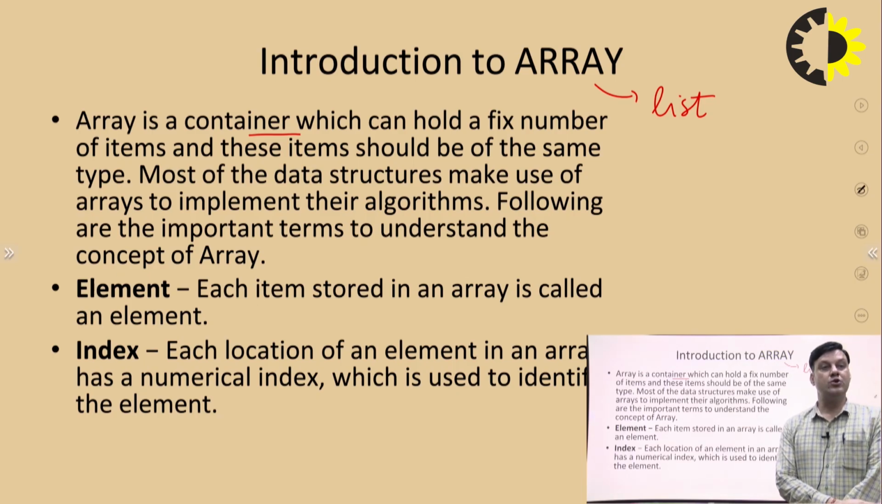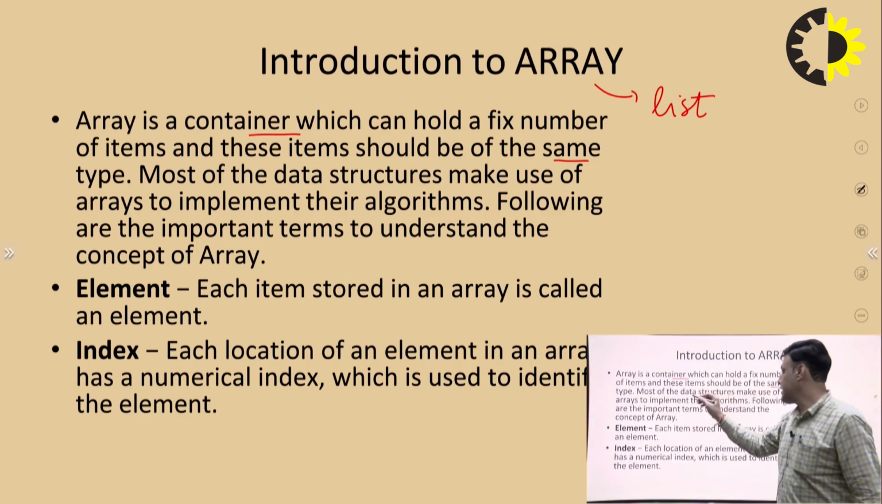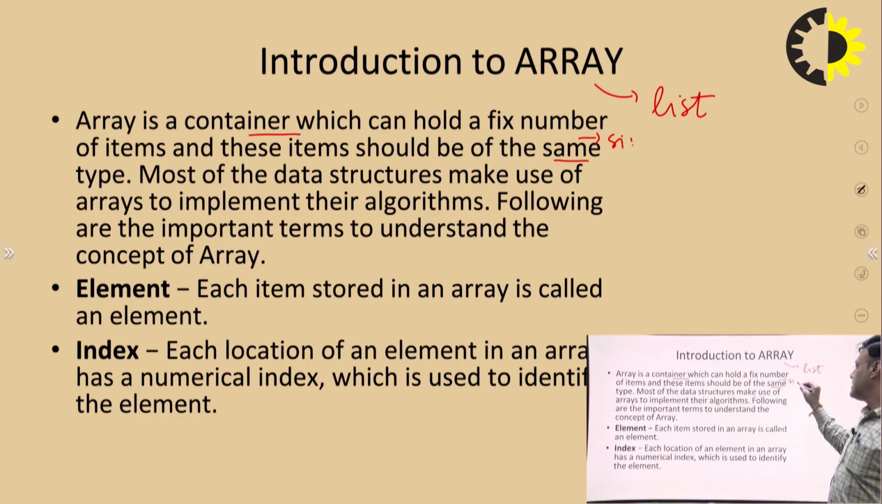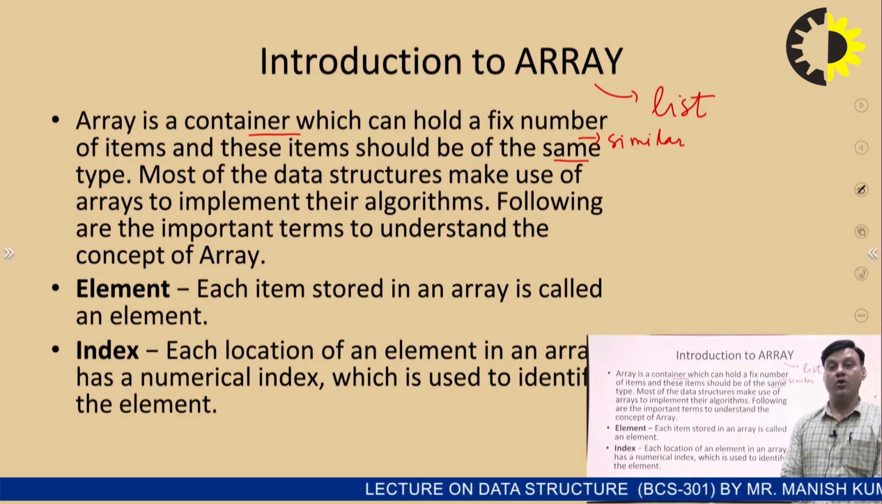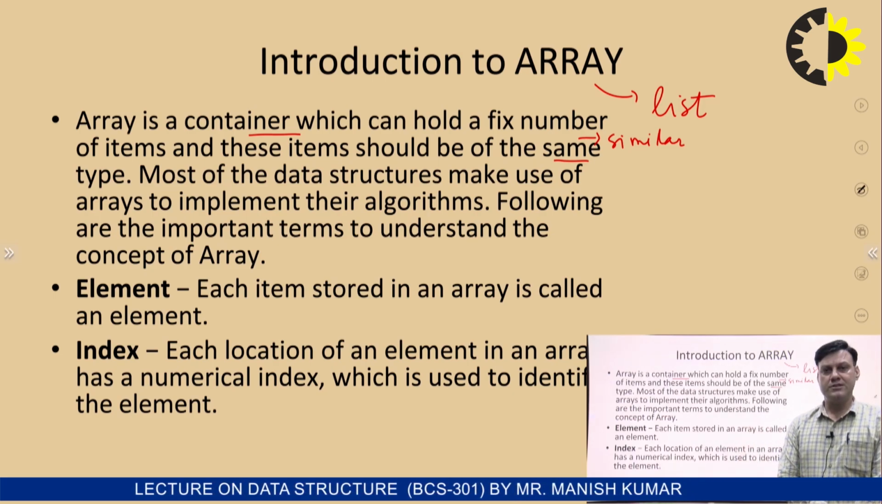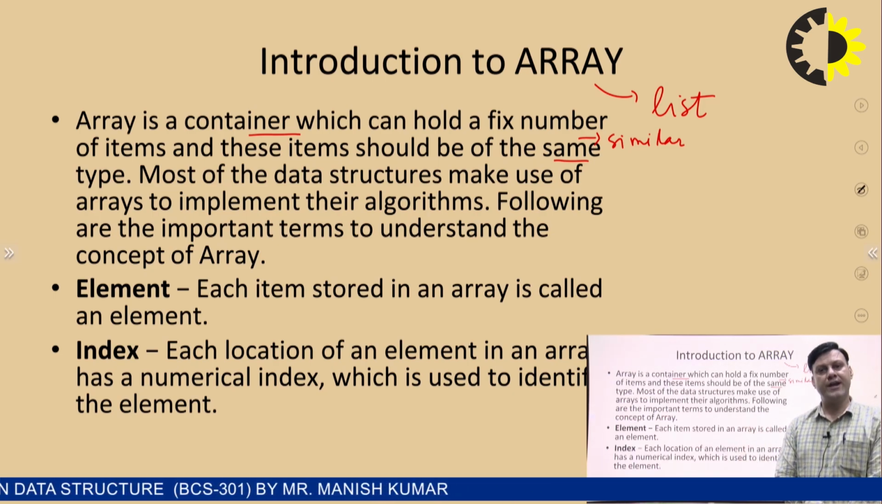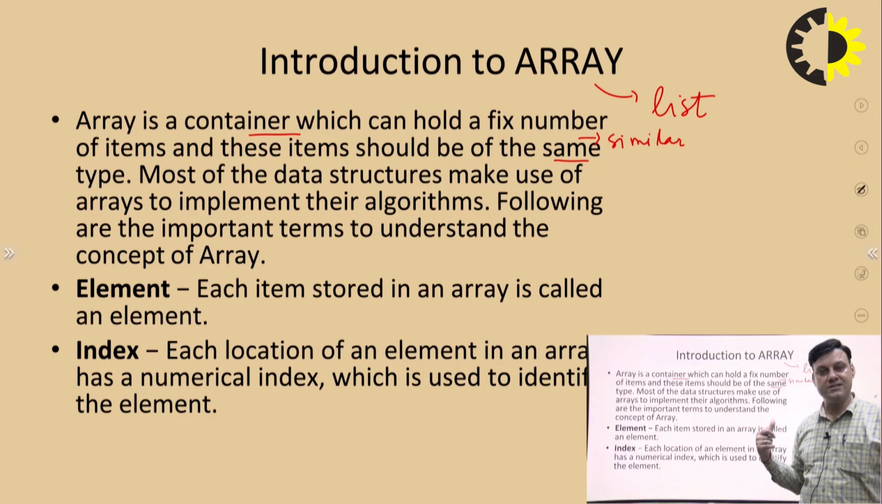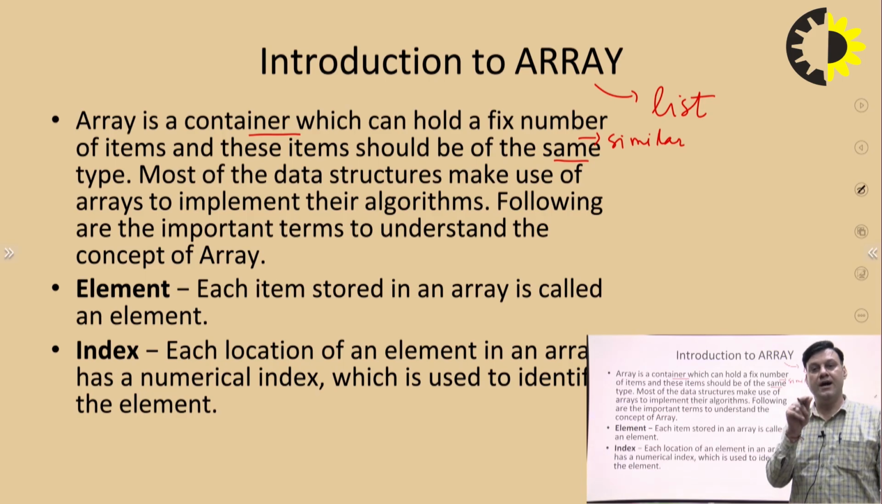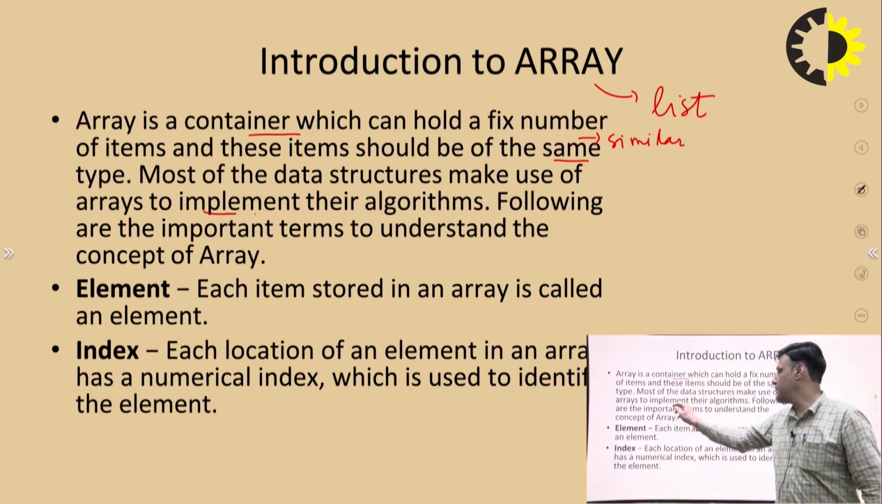And these items should be of the same type. I have told you, similar type elements. Whenever we want to keep similar type of elements with a single name, we declare an array. We need not take different variables. For example, if we want to keep the record of the students of a class and we have 60 students, before arrays we needed to declare 60 variables. But when the concept of array came, we just declare a variable a, and under that a, 60 memory locations are allocated. Most of the data structures make use of arrays to implement their algorithms.